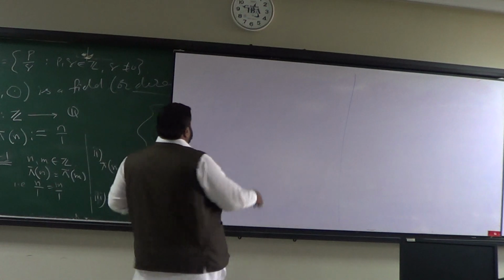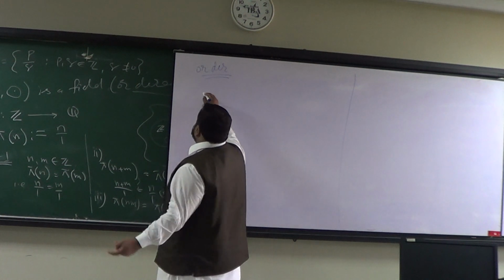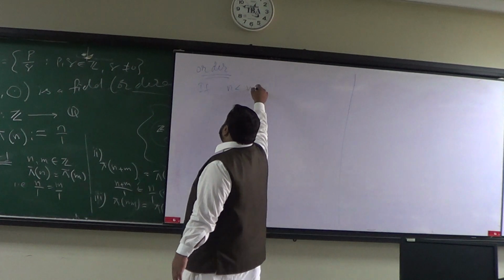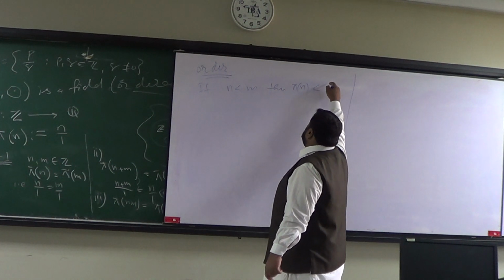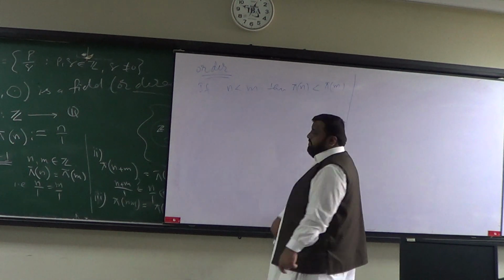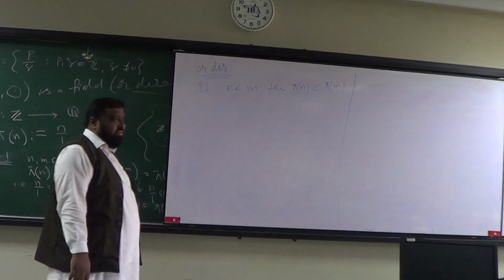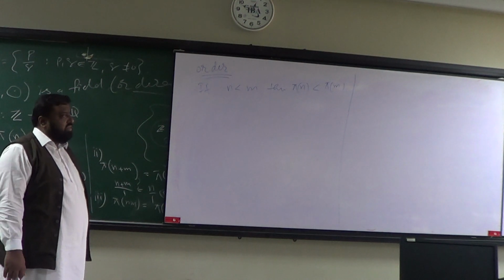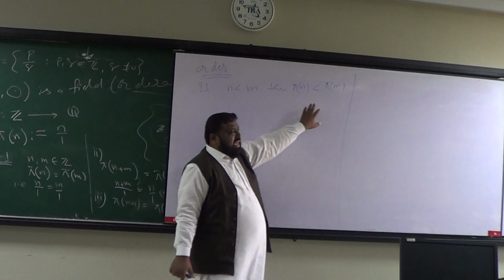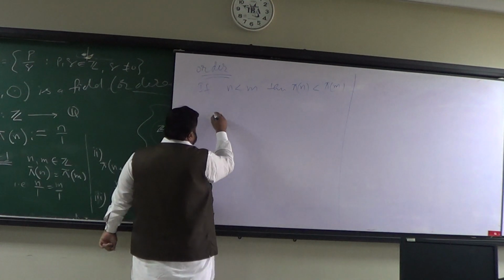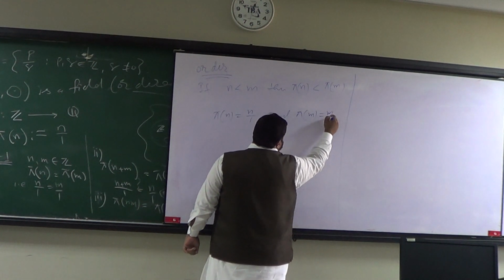So the second thing that you have to show is that it's also respecting the order. What do you mean by that? That if n is smaller than m, then pi of n is smaller than pi of m. How are you going to show that? So that's my assumption, and that's what I have to prove. Now what is pi of n? That's n over 1. And what's pi of m? That's m over 1.